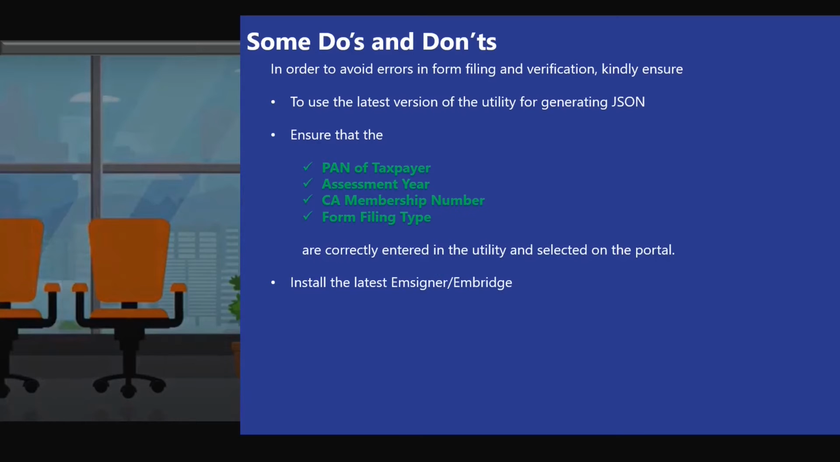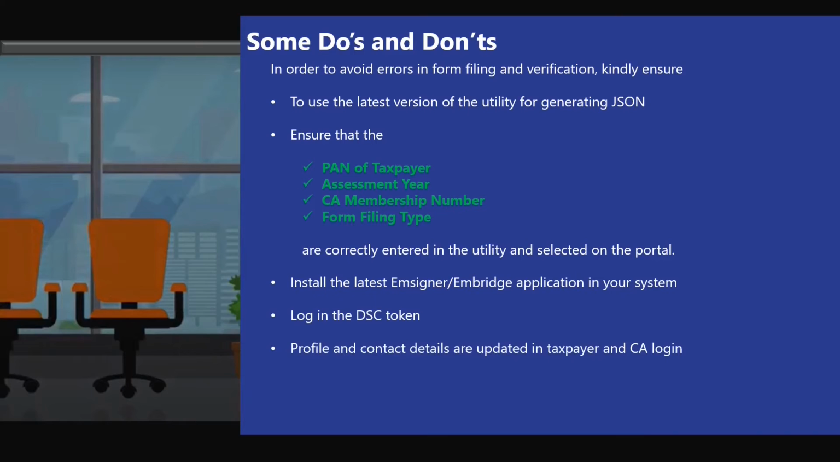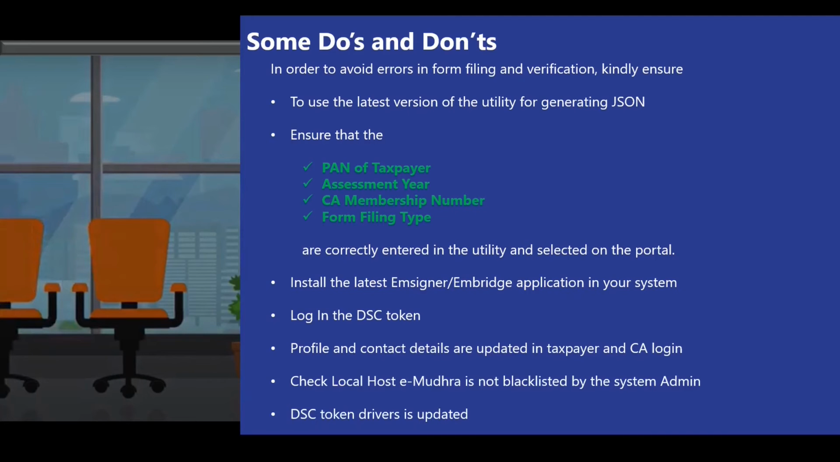Install the latest emSigner Embridge application in your system. Log in the DSC token. Profile and contact details should be updated in taxpayer and CA login. Check localhost eMudra is not blacklisted by the system admin and DSC token drive is updated.